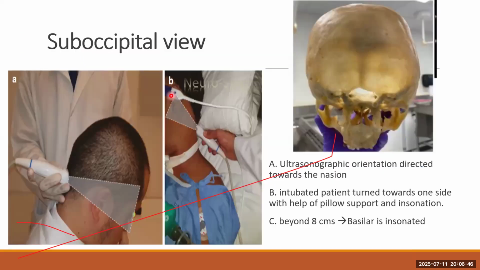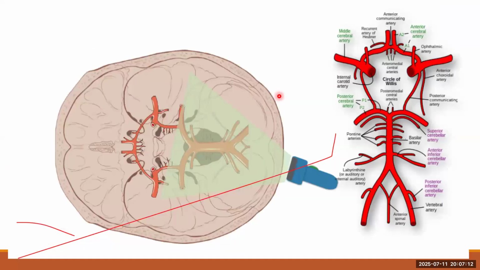The next view is the suboccipital view, where the window is in the suboccipital area. When we put the skull across the sunlight, we see translucency, which is taken as an opportunity to get this view. The probe is angulated towards the root of the nose, or the nasion. The vessels visualized in the suboccipital view are mainly the vertebral arteries, the PICAs, and the basilar artery. These are our main targets of insonation.